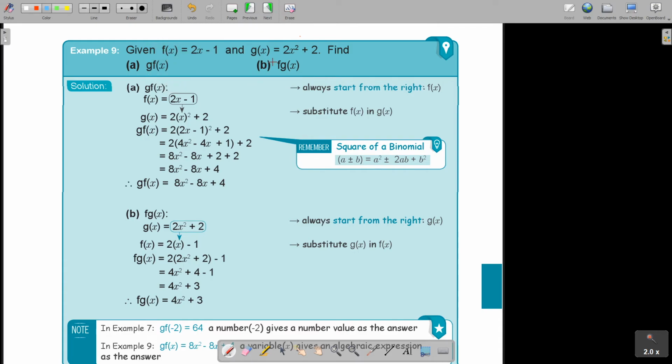And if I do this one, now again you start from the back. So you go to g first, and you throw it in there. There you throw it in. Okay, and you work it out. And that is basically functions. Let's go back to the exercise.